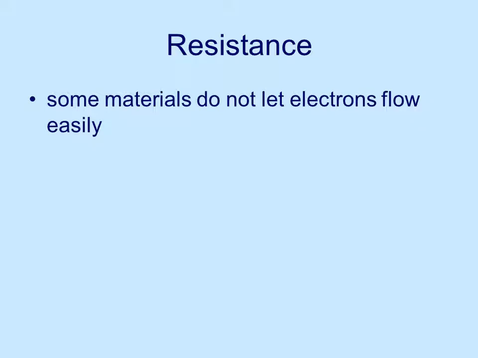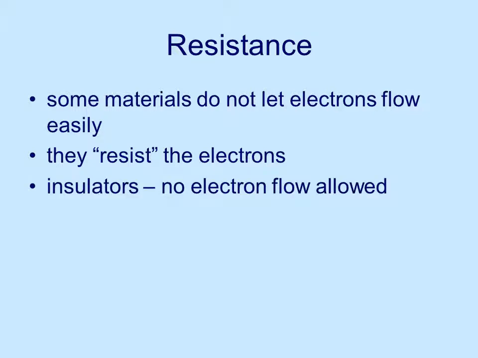Resistance is the idea of slowing down or stopping electrons. Some materials do not allow electrons to flow easily. They slow down the electrons or they stop them. They resist the electrons, and the term that is used is resistance. Insulators allow no electron flow.